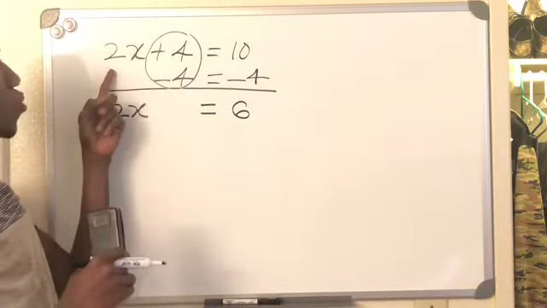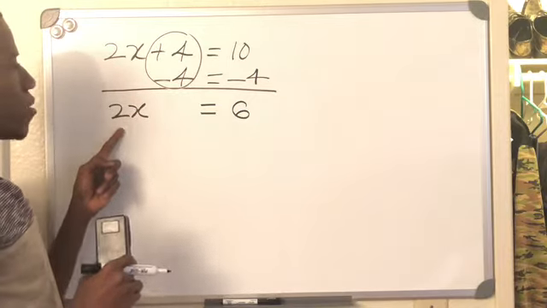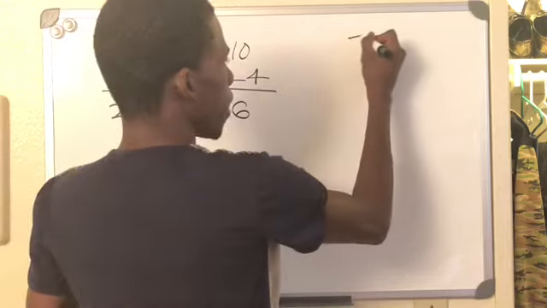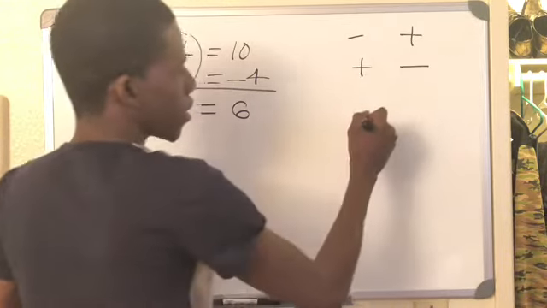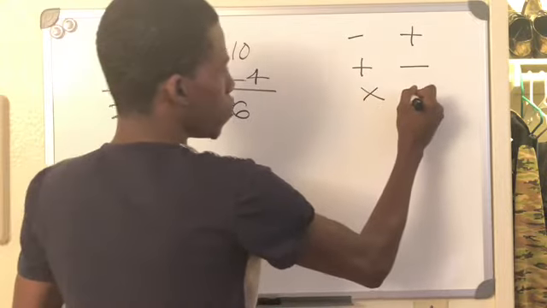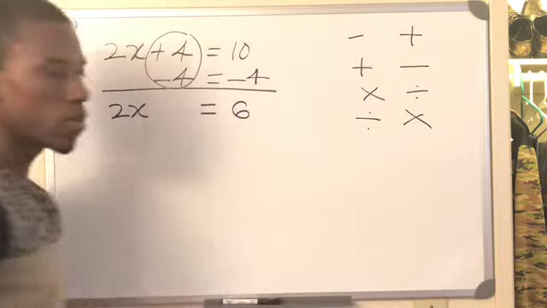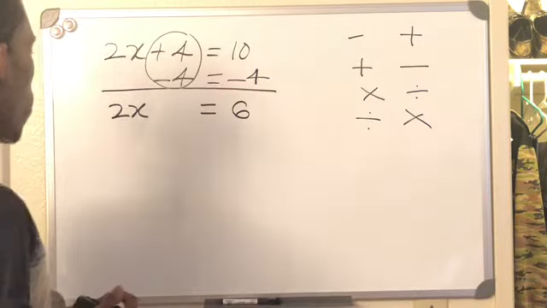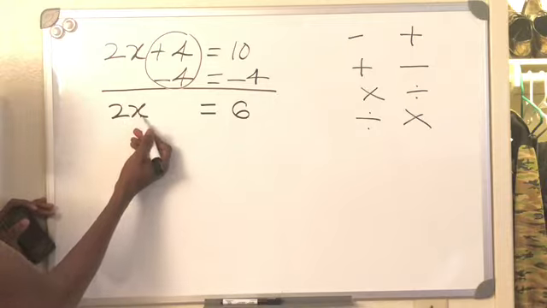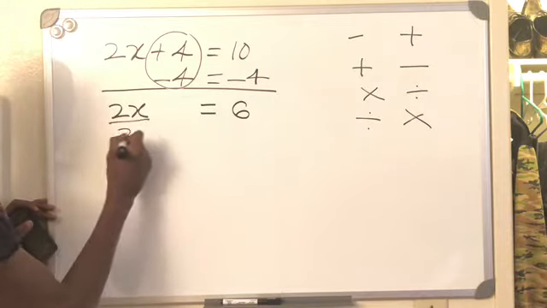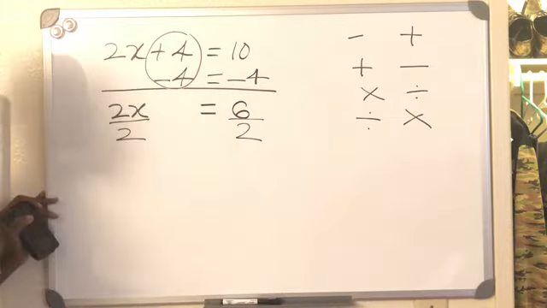Now to get rid of this 2, it's multiplied by x, so I'm just going to divide. To get rid of it, if it was minus, you add. If it was plus, you subtract. If it was multiply, you divide. If it was divide, you multiply. Clear enough, right? Okay. Because this x was multiplied by 2, I'm just going to divide by 2. What you do on one side, you have to do on the other side.